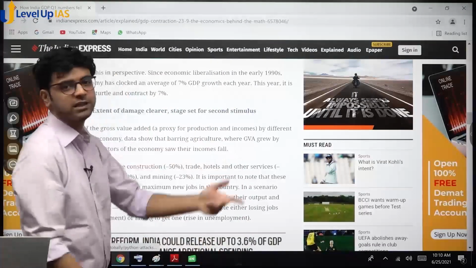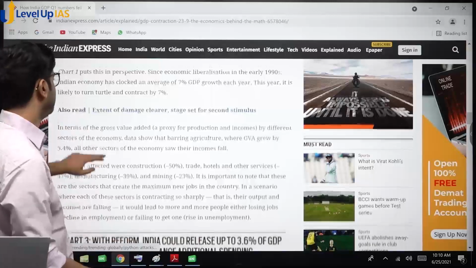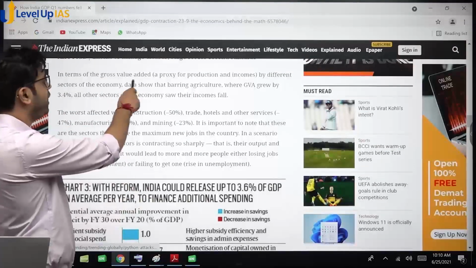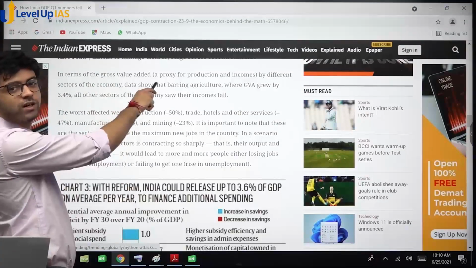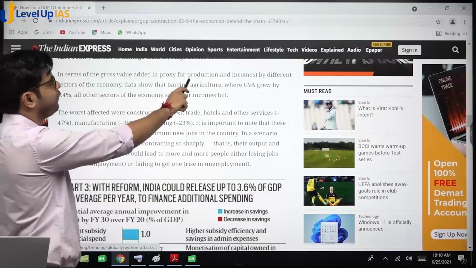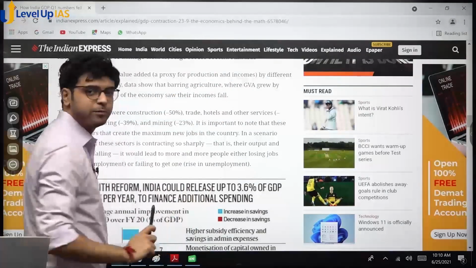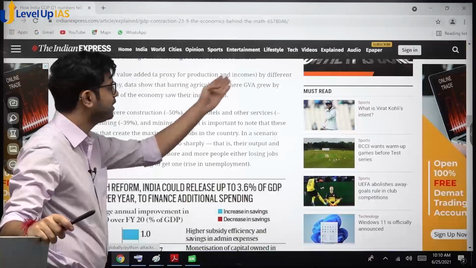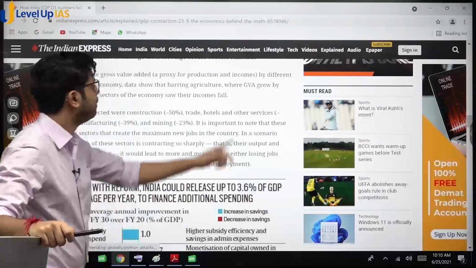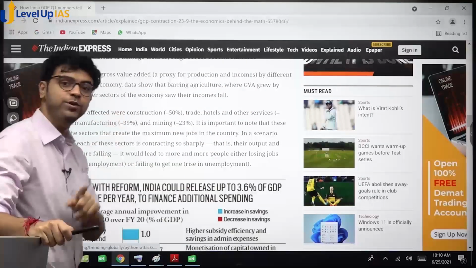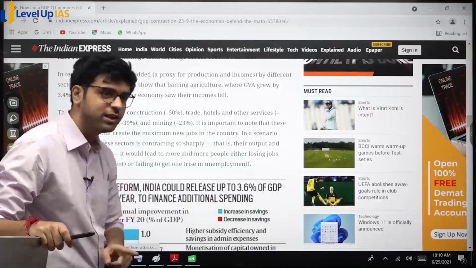But this year, opposite, we will grow at minus 7%. In terms of gross value added, sir, we know this word, gross value added, a proxy for production and incomes. Production method, income method, remember? By different sectors of the economy. I told you GVA is calculated on a sectoral level, yes or no?